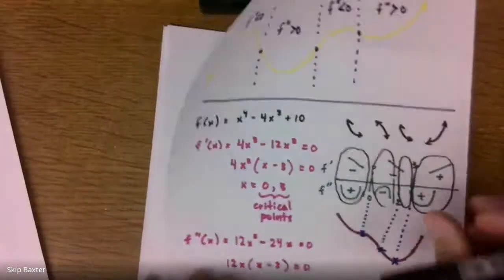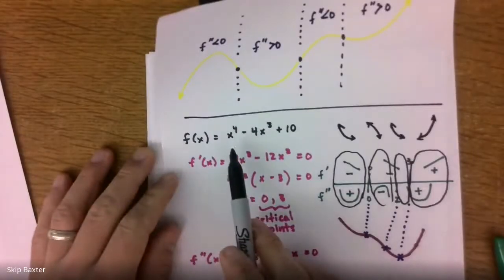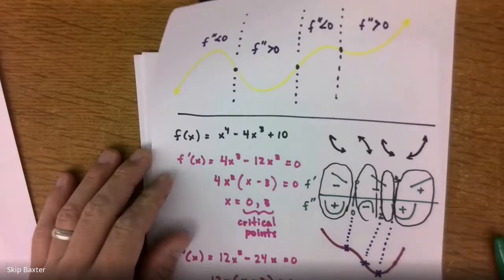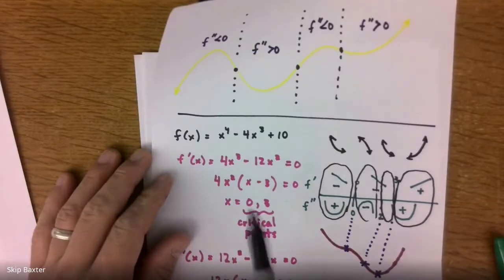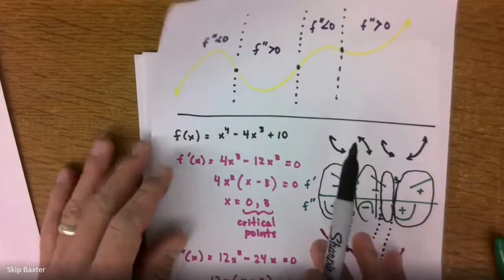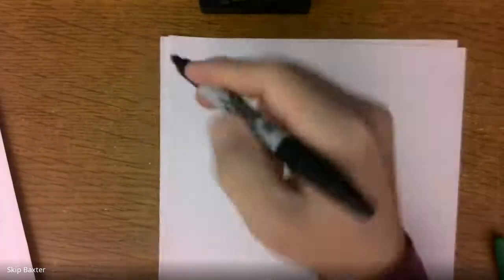What about this one? By the way, the questions that they could ask you in this situation, in this function, they might ask you where are its relative min and max. They might ask you where is it concave up? Where is it concave down? Where is it increasing? Where is it decreasing? What are the critical points? What are the potential inflection points? They might ask you any of those questions, so you need to be able to answer any of those types of questions. All right, let's do another one.